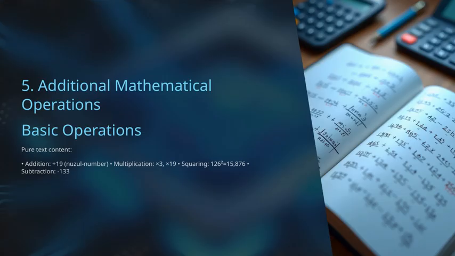Next, there's squaring, which involves multiplying a number by itself. For instance, 126 squared equals 15,876. This operation is especially useful when dealing with areas or quadratic functions. Finally, we have subtraction, such as minus 133, which simply means taking 133 away from a number.